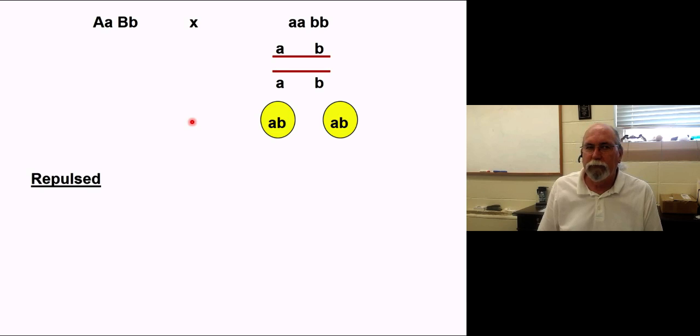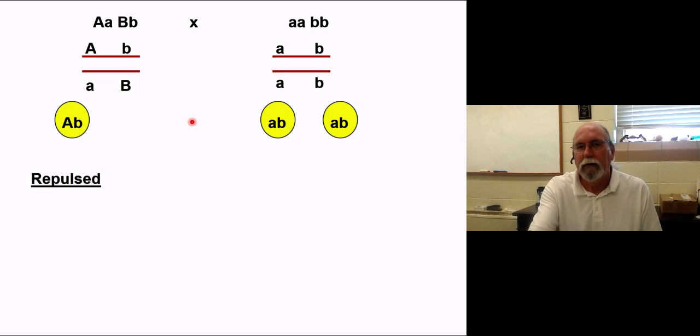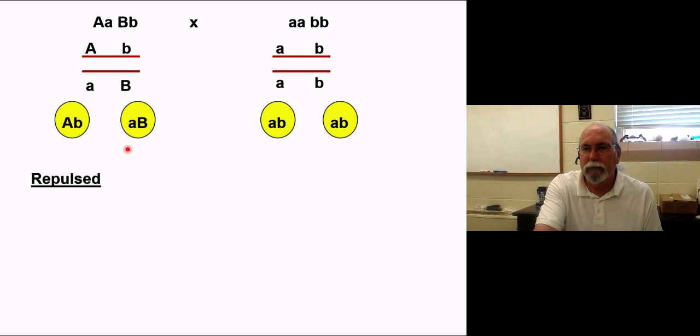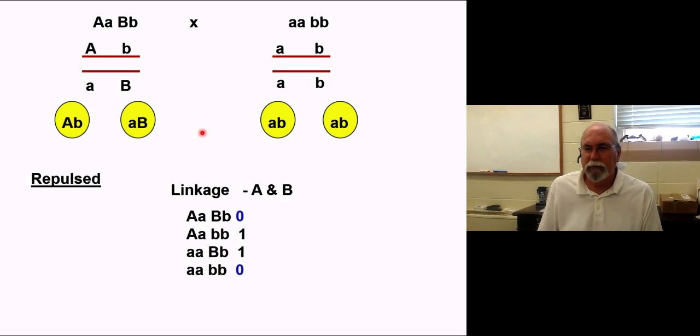Now, if we jump to the repulse configuration, we start out like this. Again, we're assuming complete linkage. That's the rules that we have right now. We can only get these guys traveling together, big A, little b, little a, big B. So those are the only two kinds of gametes we can get. If we put this gamete with this, we're going to get little a, big B, little b. And we're going to get big A, little b, little b. But we're not going to get big A, big B anywhere together. And so we just change it to this complete flop outcome.